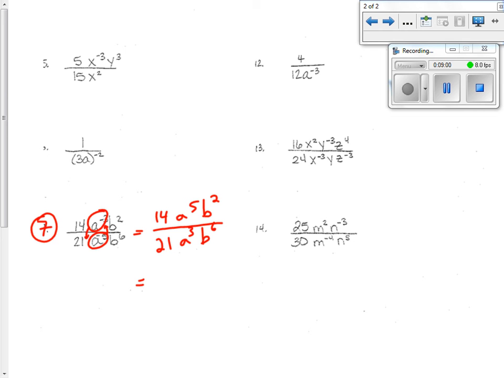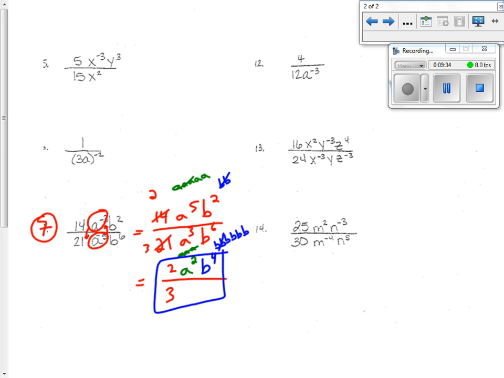So now I've got 14 over 21. I can reduce that. 7 goes into 14 twice and into 21 3 times. So I end up with 2/3 for the numbers. I've got 5 a's on top. So again, the long version of this, which you don't need to do, and 3 a's on the bottom. The 3 a's on the bottom are going to cancel with 3 on the top, leaving me with 2. And then the same thing with the b's. There's 6 b's on the bottom and 2 b's on top. These 2 on top are going to cancel with 2 of them on the bottom and leave me with 4 of them left on the bottom. And so I end up with 2/3 and then a squared over b to the 4th.